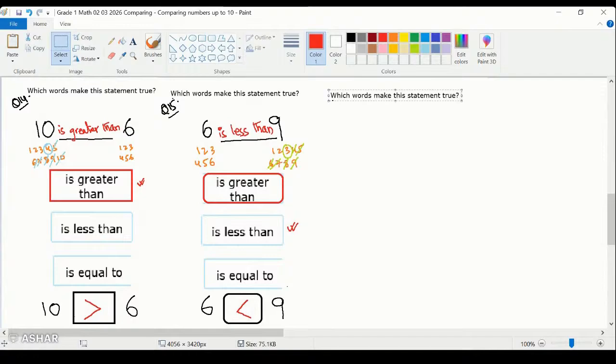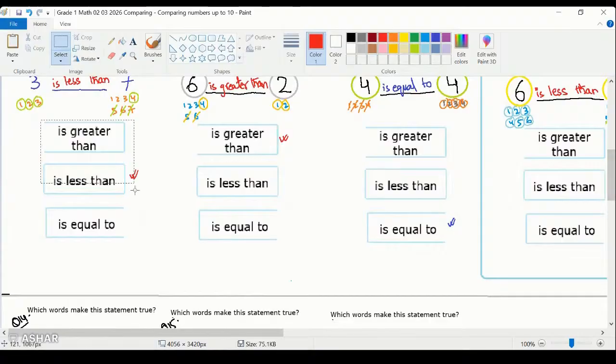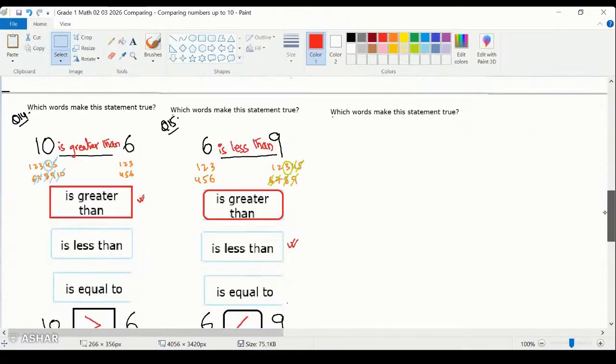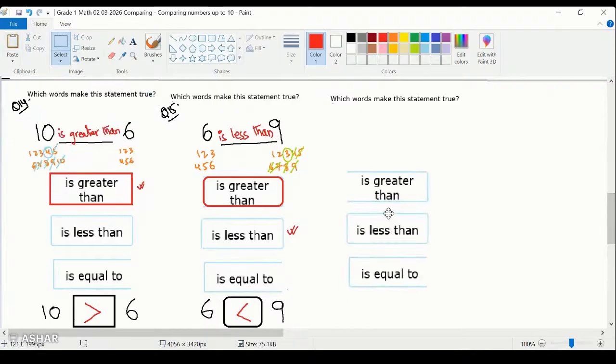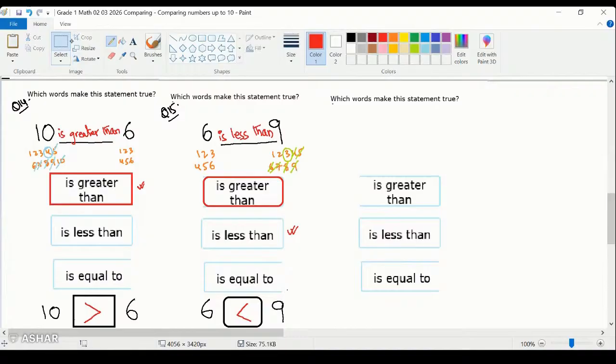For the next question, it says, which statement makes it true? If this is our given question, after this, let's do the test. If I say 6 is compared to 6, which value should be greater? Is the 6 on the left hand side greater, or the 6 on the right hand side greater?